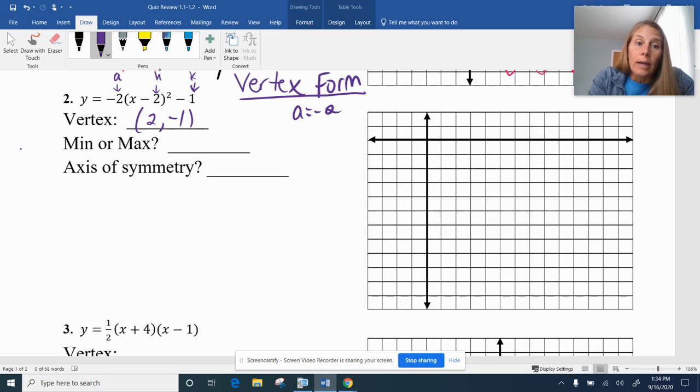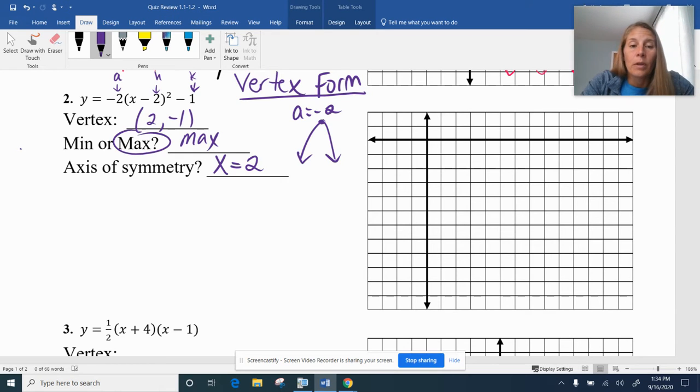Once you get your vertex, your axis of symmetry is just x equals that first value there, which is 2, so x equals +2. Because my a value was a negative, we know that this vertex is also going to be a maximum. If I go ahead to plot this, go over 2 and down 1, I make my vertex point on the graph. I can do my axis of symmetry going through that point.